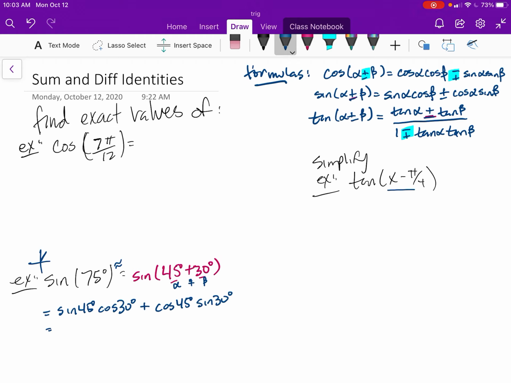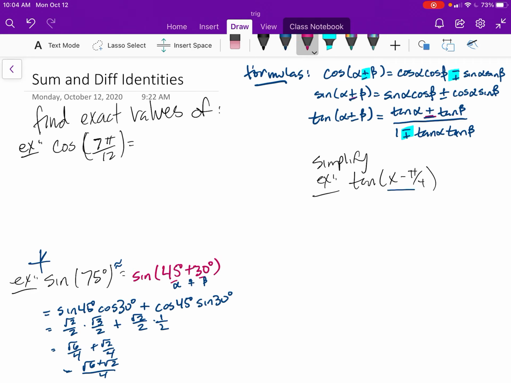All of those are special values, so we have root 2 over 2. Cosine of 30 is root 3 over 2. Plus cosine of 45 is root 2 over 2, and sine of 30 is 1/2. And multiplying, we get root 6 over 4 plus root 2 over 4. They have an LCD, so might as well combine them: root 6 plus root 2, all over 4, which is not root 8 over 4, right? We cannot do anything more to that.